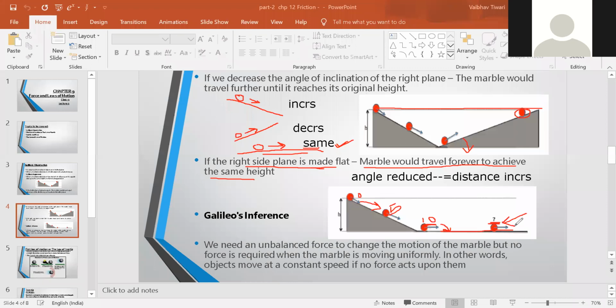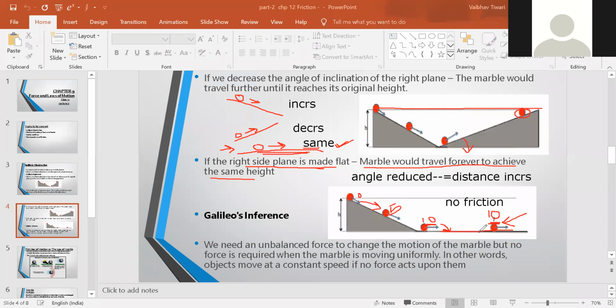Yes, you got it. Even at this point, the speed will remain 10. From this we can say that when a body moves on a straight path, the speed remains the same. But there is a condition: there should be no friction. In the absence of friction, the speed will remain 10.